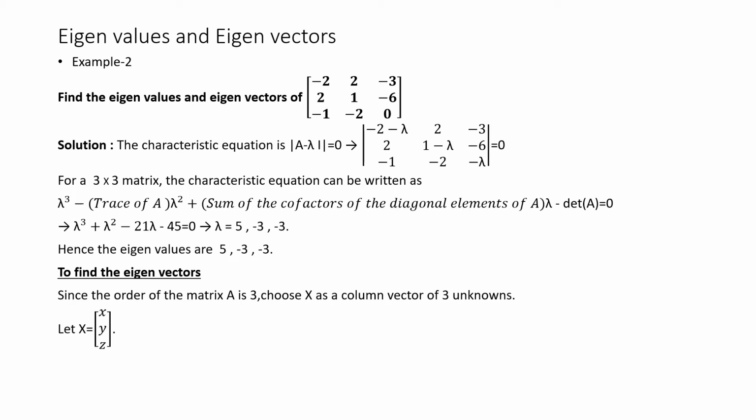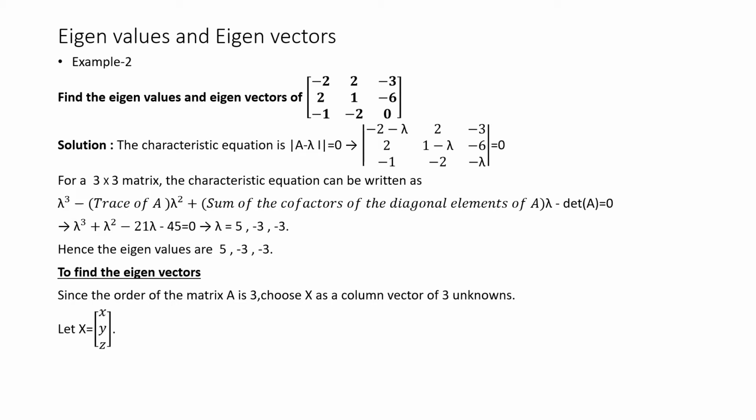Now we will try to find out the eigenvalues and eigenvectors of another matrix. It's a 3 by 3 matrix: minus 2, 2, minus 3; 2, 1, minus 6; minus 1, minus 2, 0. As in the previous question, the characteristic equation is determinant of A minus lambda I equals 0, which implies the determinant of minus 2 minus lambda, 2, minus 3; 2, 1 minus lambda, minus 6; minus 1, minus 2, minus lambda equals 0.